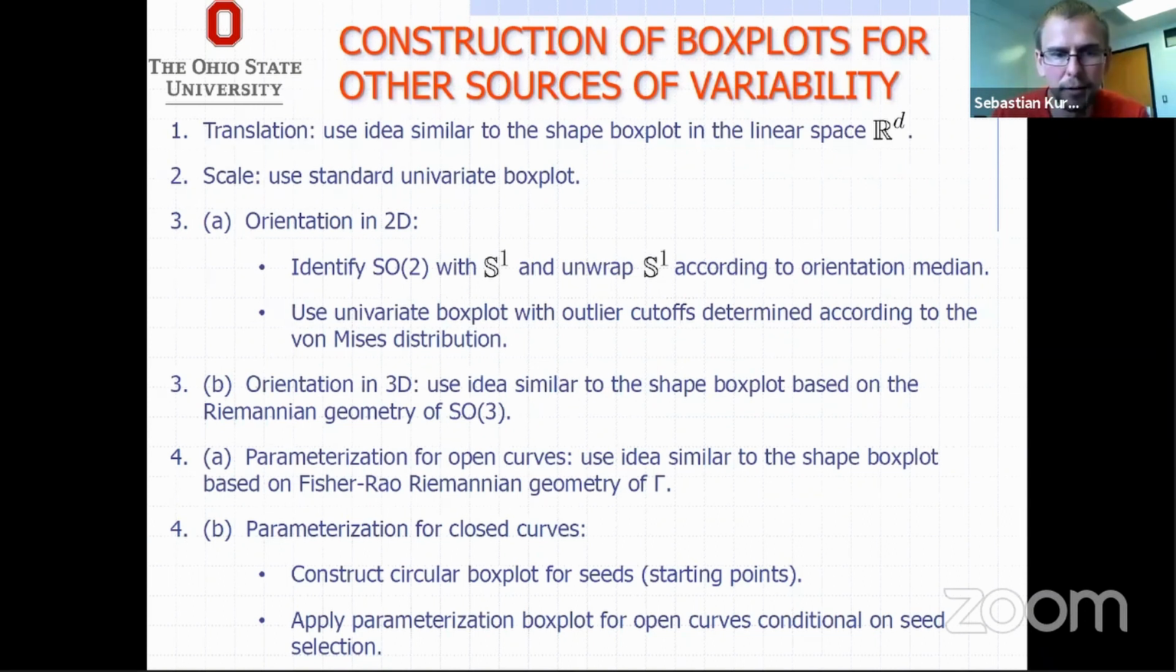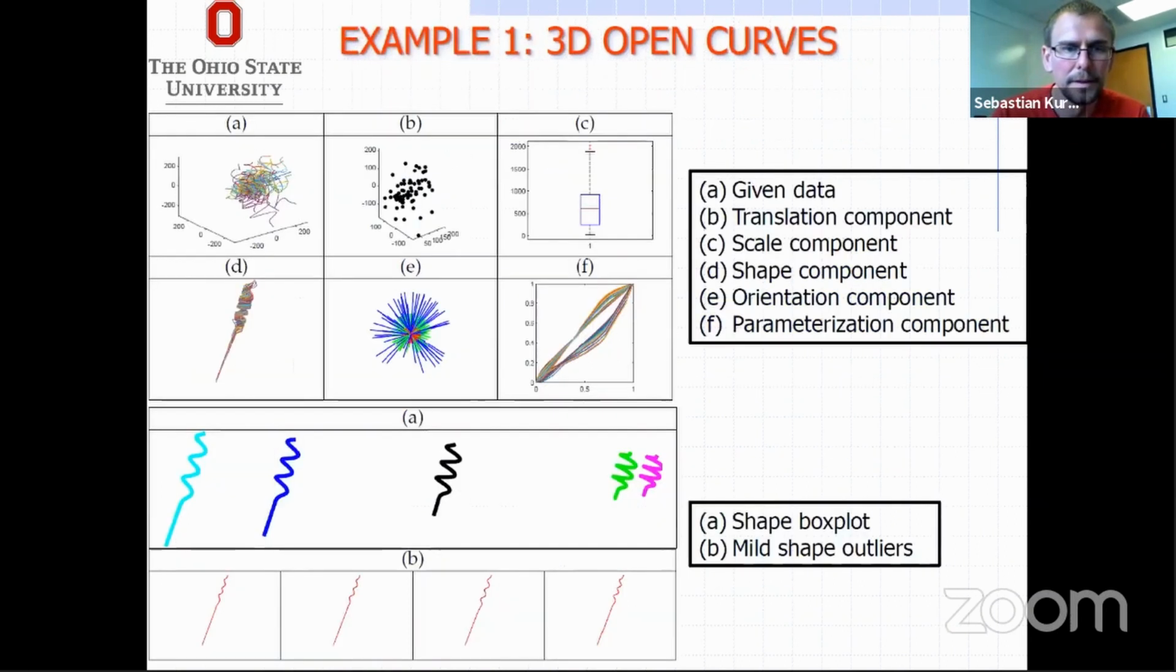If we have data in 3D, we use, again, a similar idea to the shape box plot, but now based on the geometry of SO3. And then, again, we use the geometry of gamma, the group of reparameterizations, to construct box plots for that source of variability. And so let me just show you a few examples, and maybe I just have time to go through the first one, and I'll skip the second one.